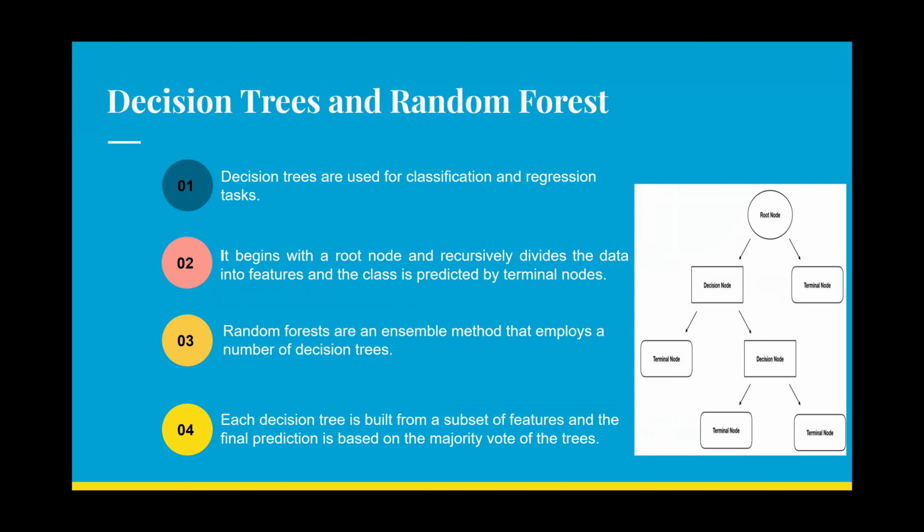Random forest, on the other hand, is an extension of decision trees and is known as an ensemble method. It uses multiple decision trees, each created using a subsample of features, to predict the final class based on the majority vote among all the trees.